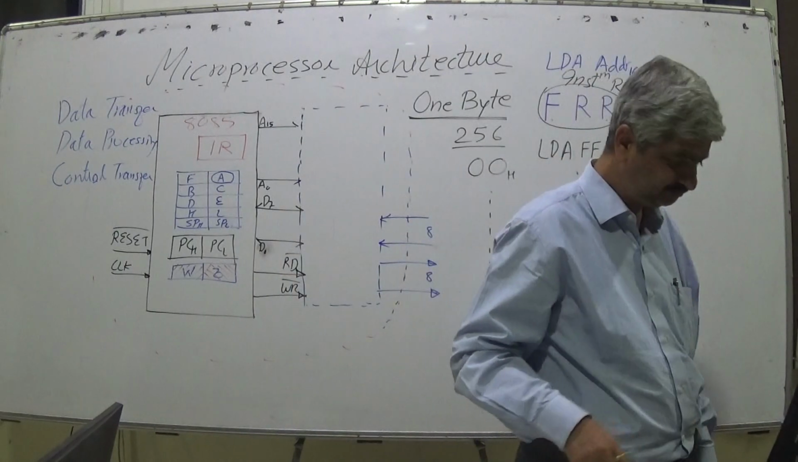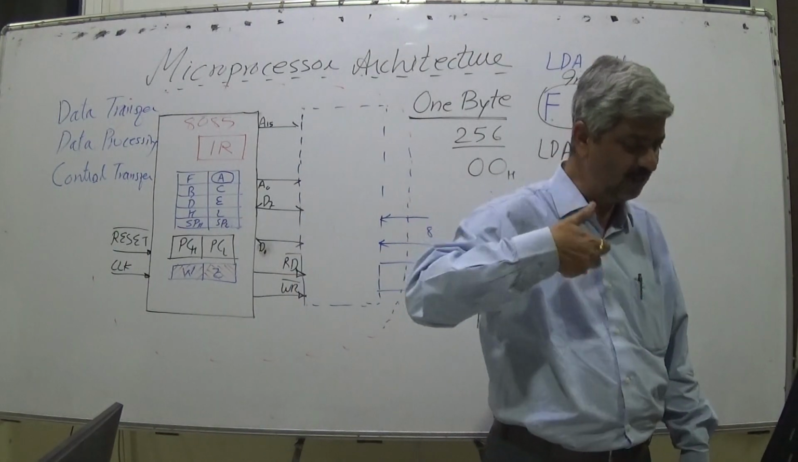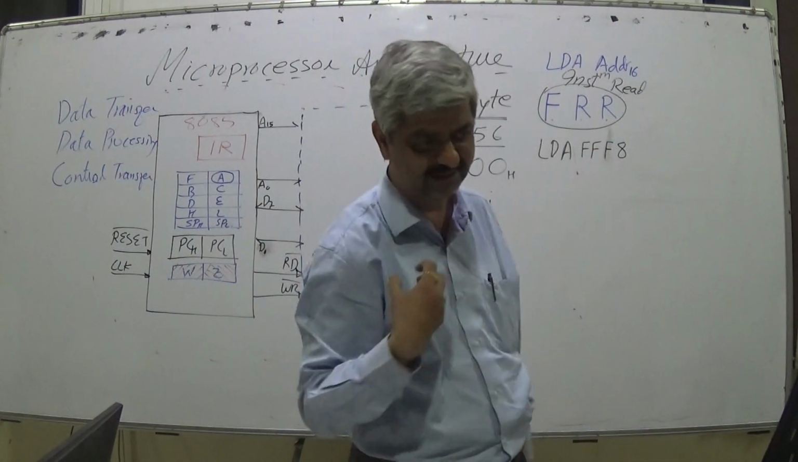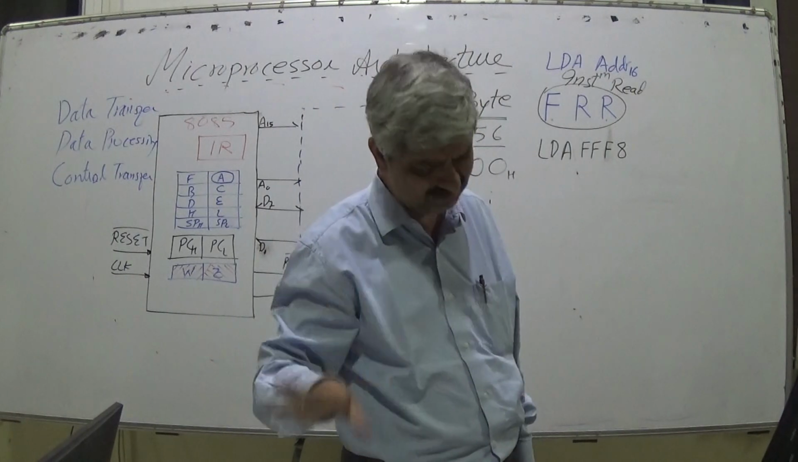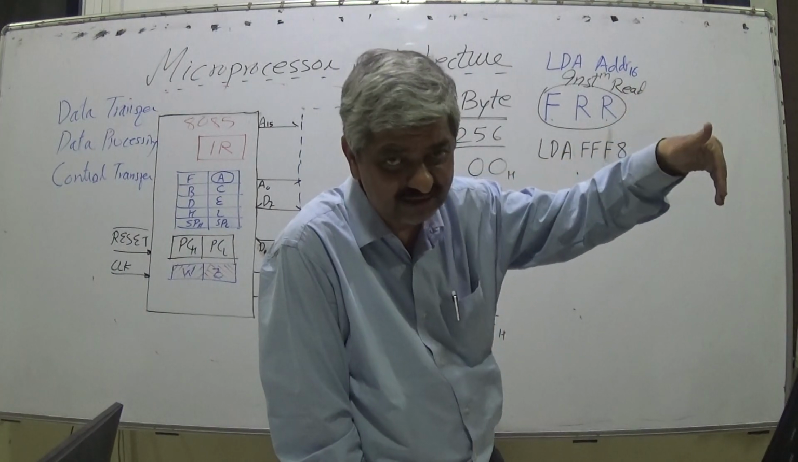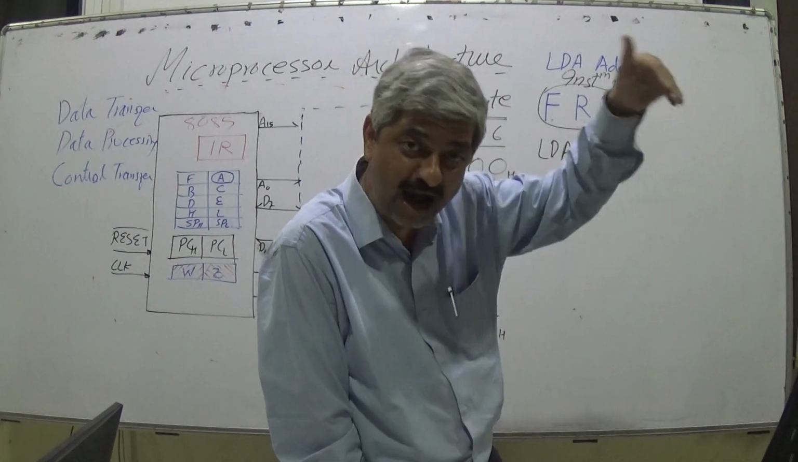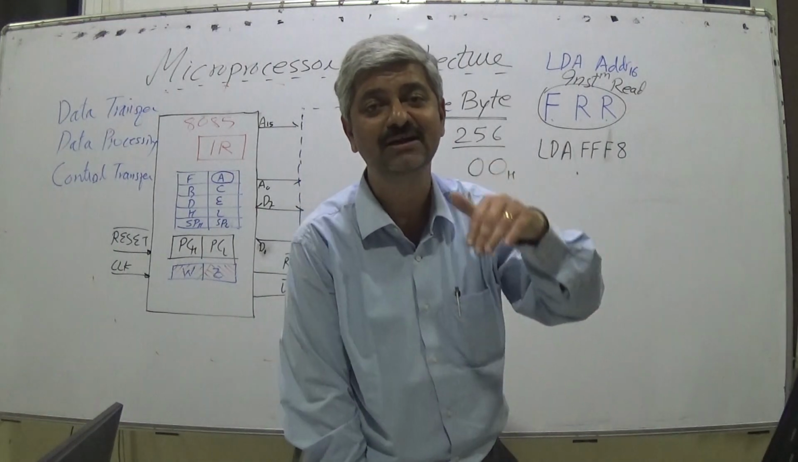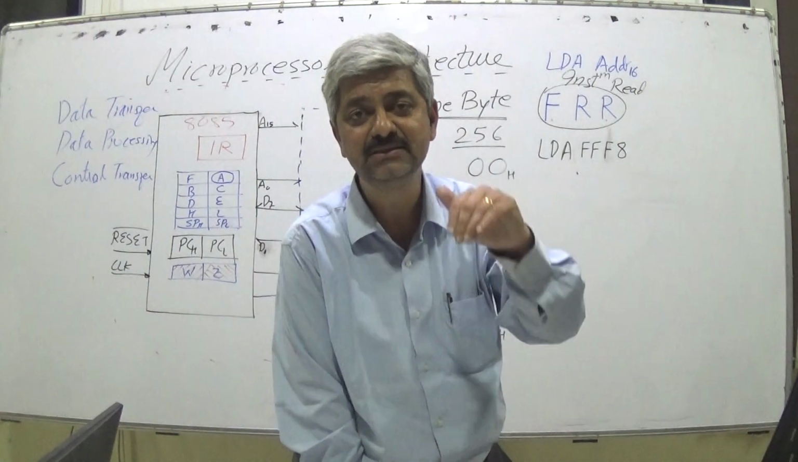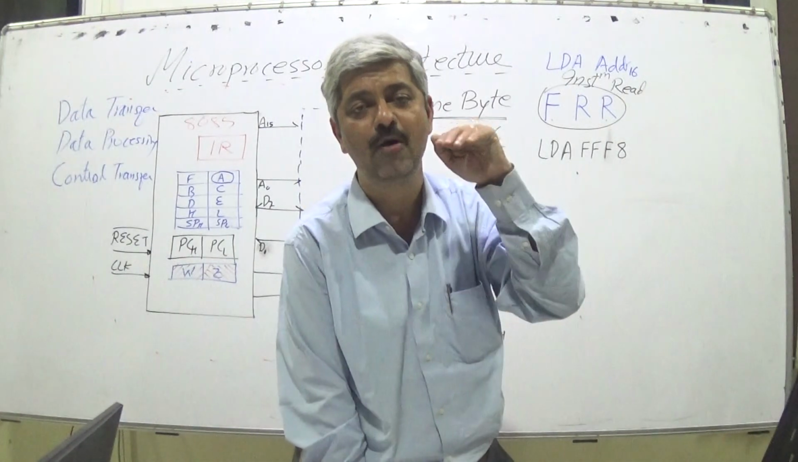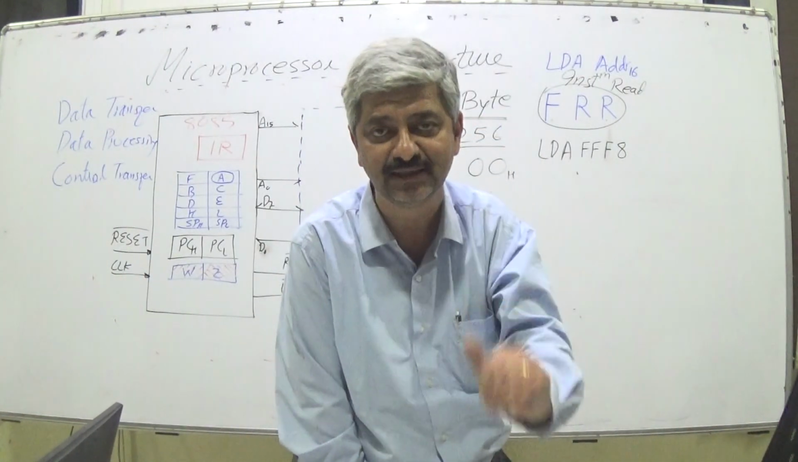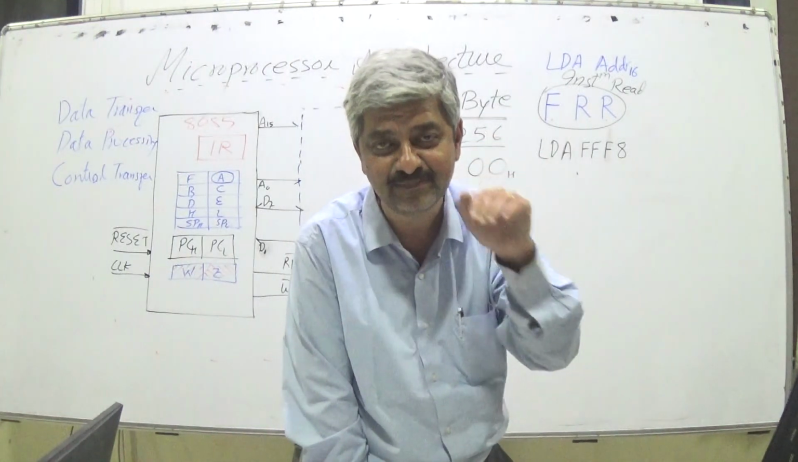So here, the load instruction: the microprocessor wants to bring data from outside to inside, and the accumulator is the default location inside, and the address from where I should get it is given as part of the instruction. So it is called direct addressing mode, meaning the address of the operand in the memory is directly part of the instruction.